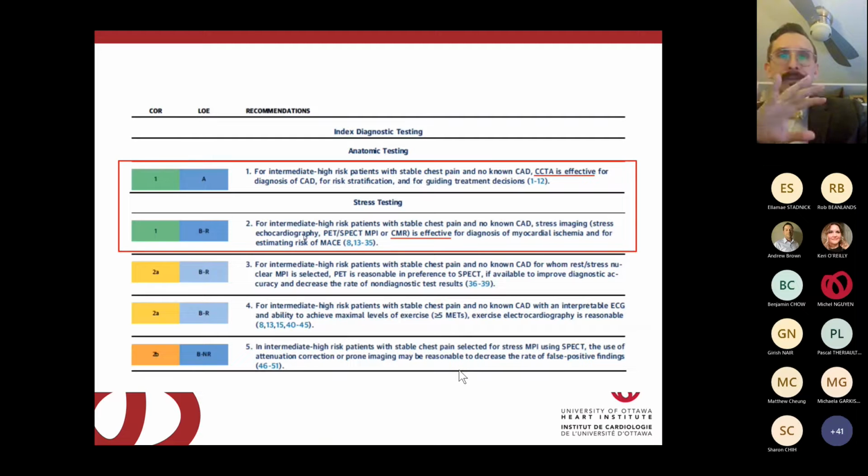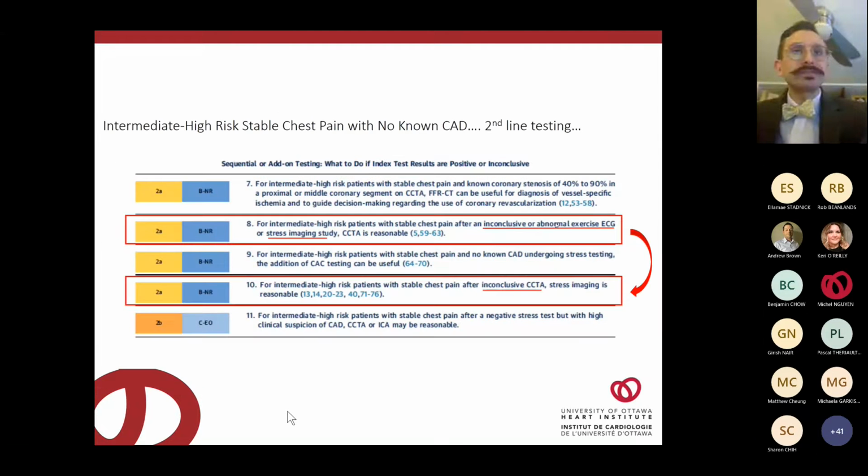They make a point of highlighting that PET is actually preferable over SPECT if it's available, as it improves diagnostic accuracy and decreases the rate of non-diagnostic test results. And finally, stress ECG has dropped to a Class 2A recommendation. Lastly, if you do either functional testing or anatomical imaging, and either one is not conclusive, then you can swap and do the alternative.